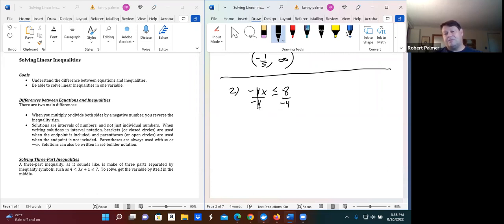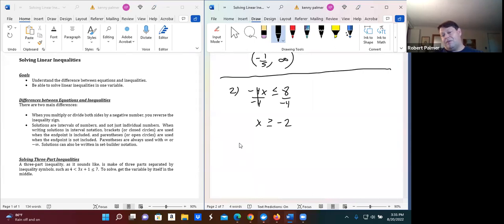But since we're dividing both sides by -4, over here, this is x. This is going to be -2. Since we divided by a negative, we need to reverse our sign. This is less than or equal to. It becomes greater than or equal to. Okay, then that's it, because x is by itself.